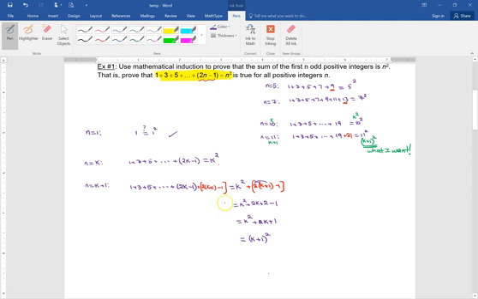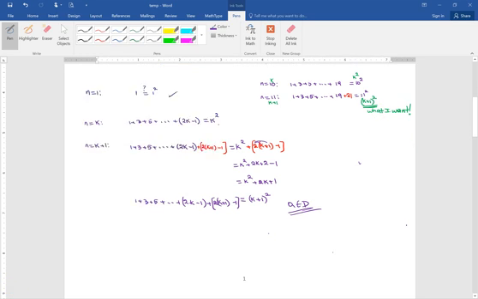Now, technically, you have to copy this step every single time, all the way. But you know what? I'll be nice and I'll let you just do it in the last step. Okay? So there we go. QED. You don't have to write that, but there we go. We proved it. So QED is Latin.